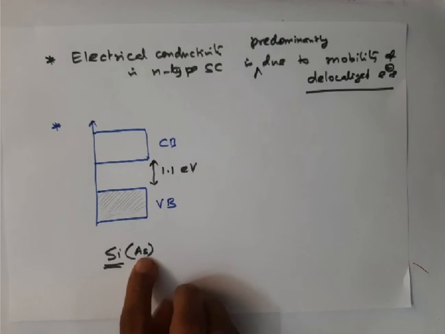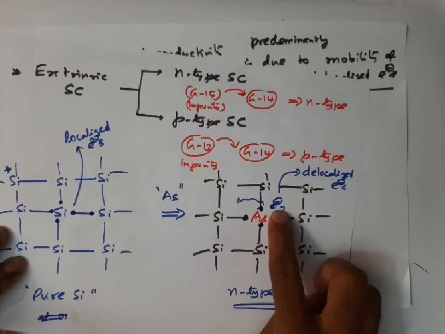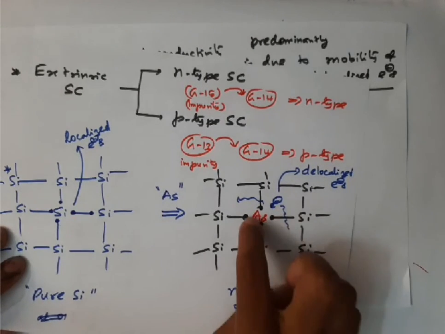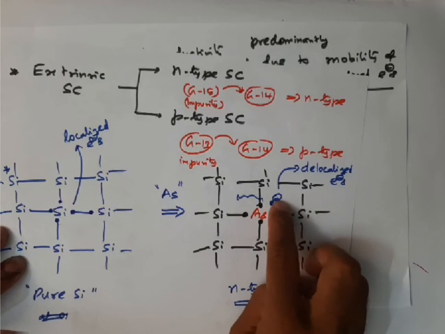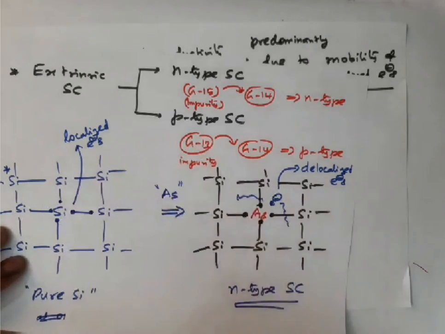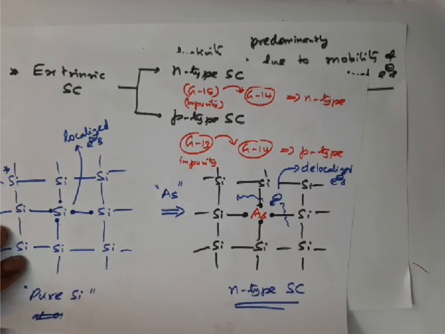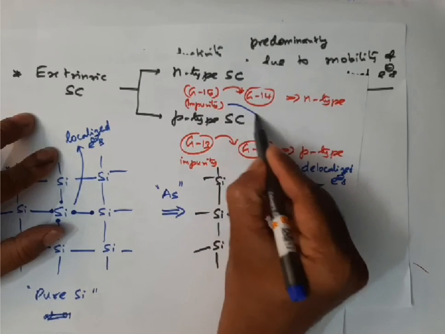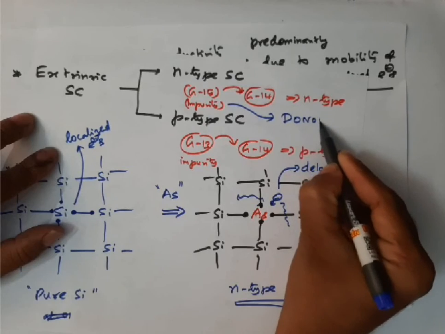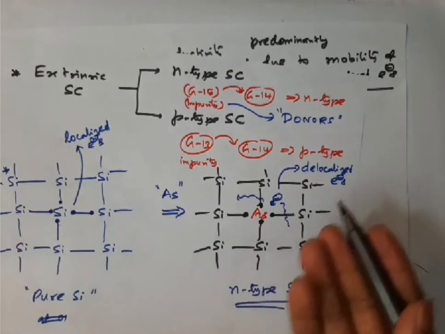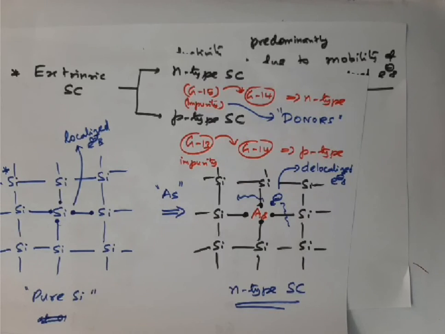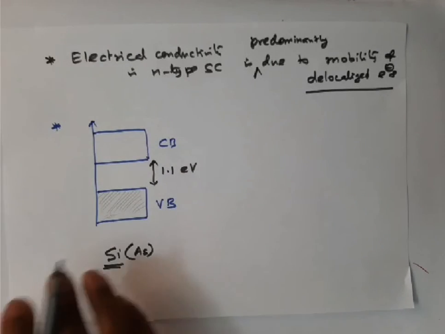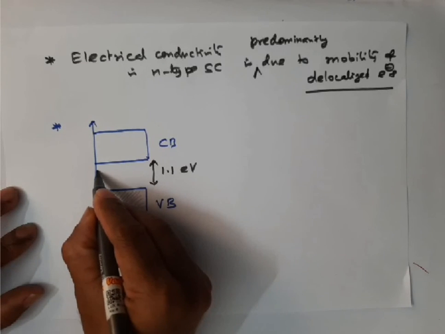Now, when you add arsenic, students, observe carefully. Arsenic atoms donate extra electrons. Due to the addition of arsenic, you get extra electrons, so we call arsenic atoms donors. In an N-type semiconductor, these group 15 elements are the impurities, also called donors. Why are they called donors? Because they donate extra electrons. These donors create a level near the conduction band.